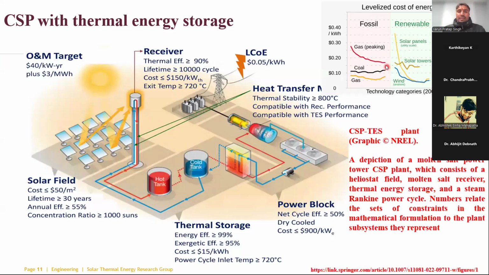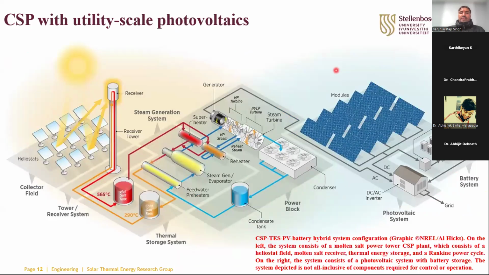Okay, and if you go to the next slide, this is a hybrid model of utility scale photovoltaic. Those who work on photovoltaic modules, this also gets integrated in this way. At the same time we are using thermal, we have our previous traditional Rankine cycle, and we are also using PV modules with battery storage because we need a constant power supply.